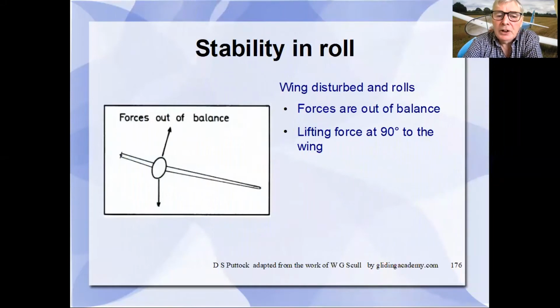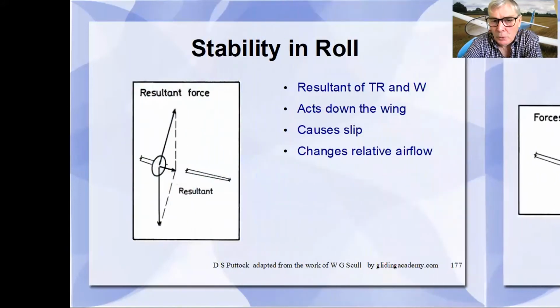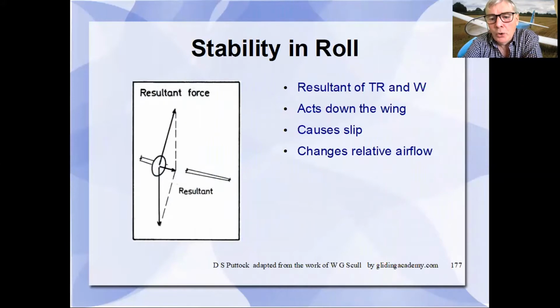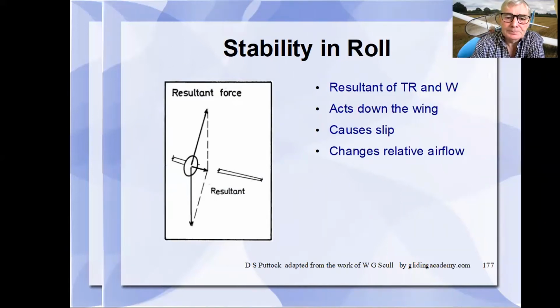When the aircraft is rolled or banked, the forces are out of balance, so the total reaction or the lifting force is acting perpendicular to the wing, but the weight is acting vertically down to the earth. Because they're out of balance, there is a resultant force acting along the wing, and this causes slip, and in turn that changes the relative airflow. So the airflow is now coming at an angle to the fuselage.